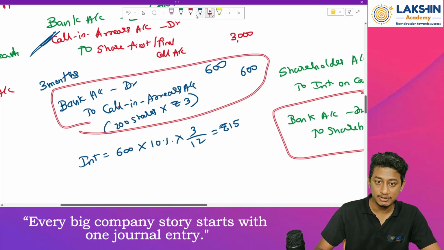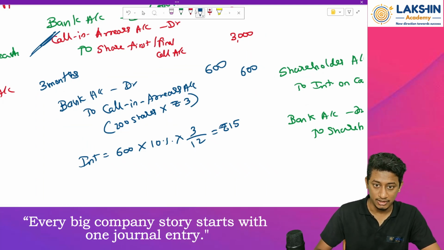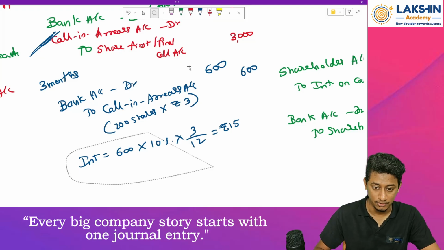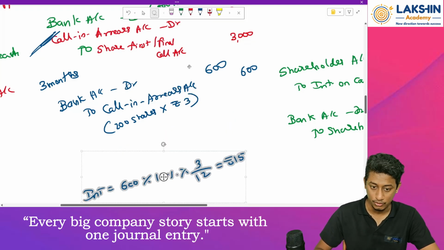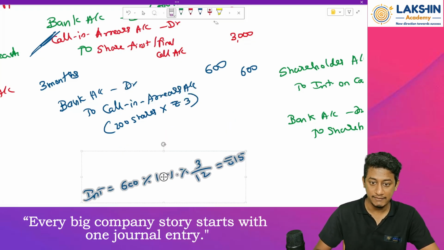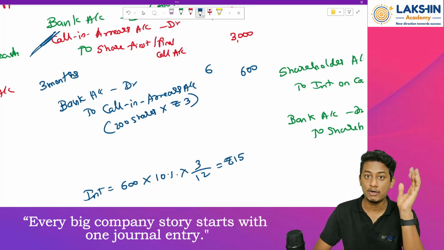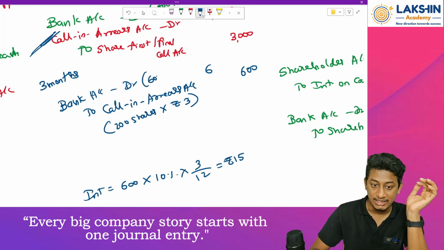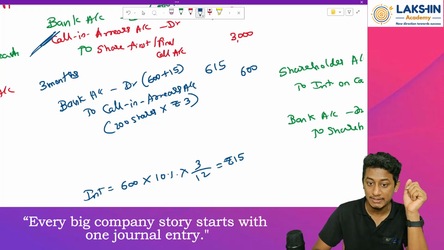You can club this entry with this entry also. How will you club this? I will just change the journal entry for you people. If you want to club, you can club it, no issues. If you want to club it, the entry will be, so in bank how much will you receive? You will receive 600 for the shares plus 15 rupees for the interest. So the total amount you receive will be 615.